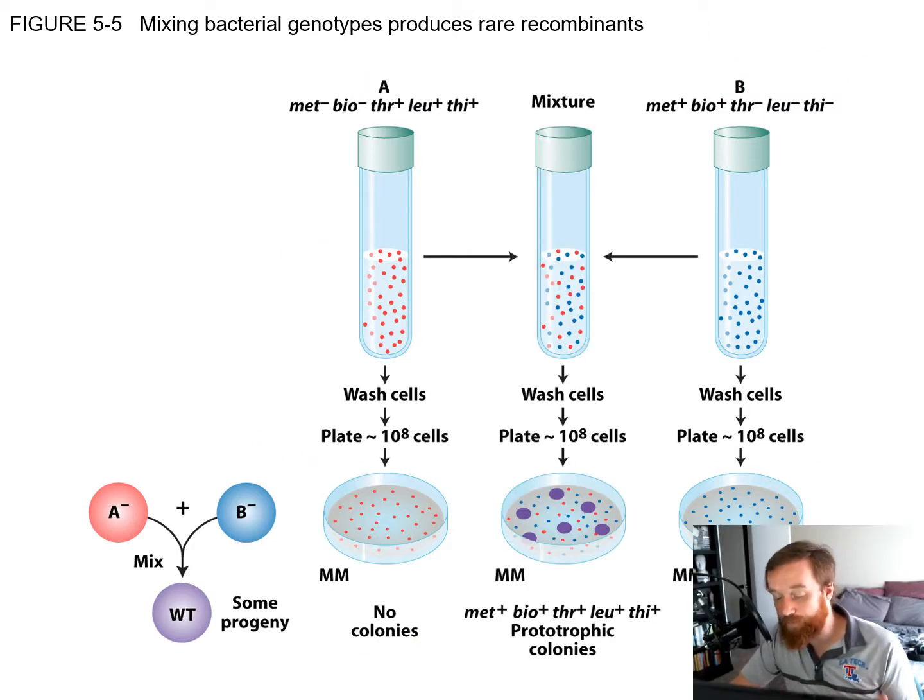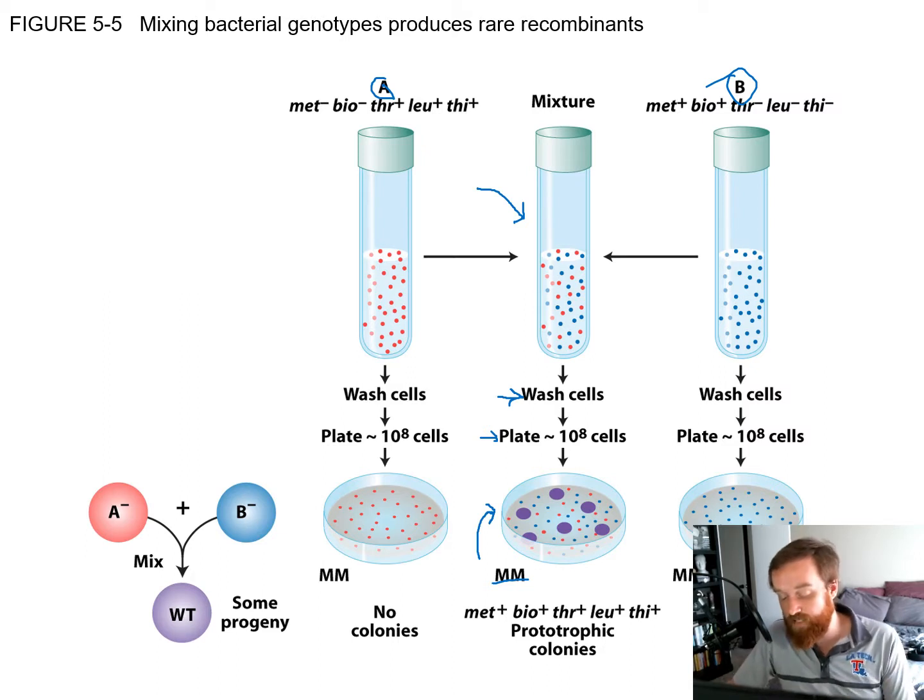However, if we mix A and B, A over here and B over here, into a broth that contains both of them, if there was some sort of exchanging of genes between these two strains of bacteria, then when we wash the cells and we plate them on minimal media again, we see these colonies form. So these big circles are showing that there are a whole bunch of colonies forming.